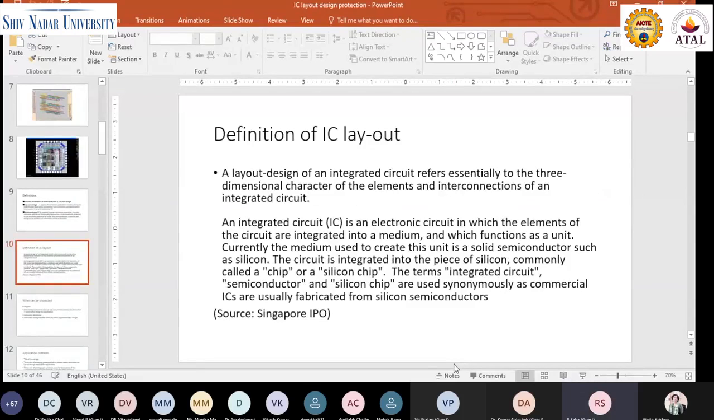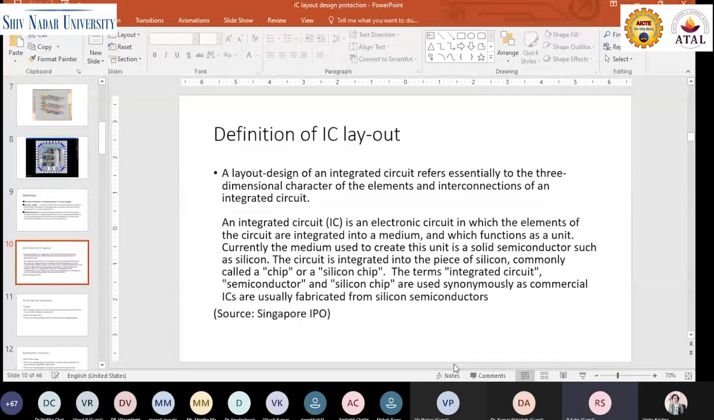This is a definition which I like quite a lot, which has been issued by the Singapore IPO, that is the Intellectual Property Office. It says a layout design of an integrated circuit refers essentially to the three-dimensional character of the elements and interconnection of an integrated circuit. This is what I was stating, that different layers are used for creating various functional circuits, and then they are connected. An IC is an electronic circuit in which elements of the circuit are integrated into a medium and which function as a unit, as a whole. One chip will be doing one particular task. So this is how it is done.